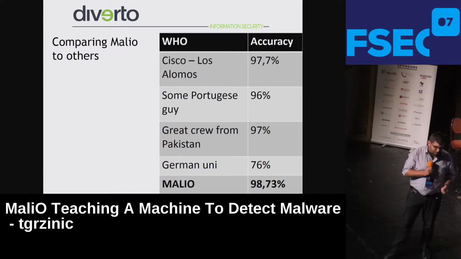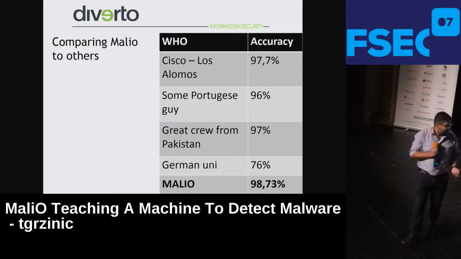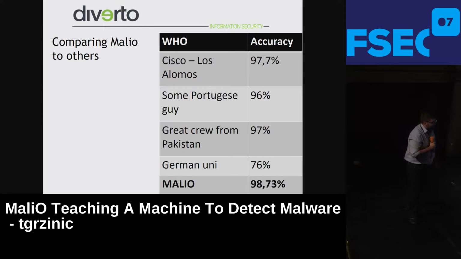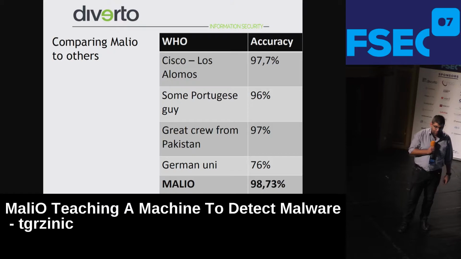If you want to have a good classifier, you have to have 99%. Basically, I think it's better to have a good idea that can classify malware and that's creative than to have a 99% result. Because you have to have a resilient classifier at the end.